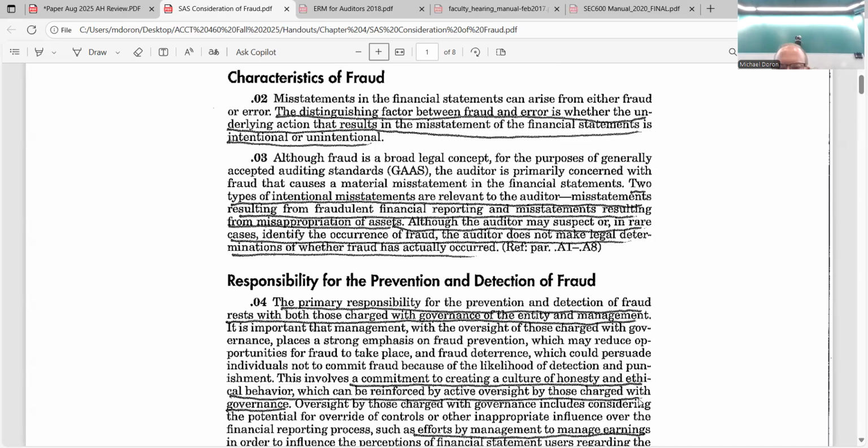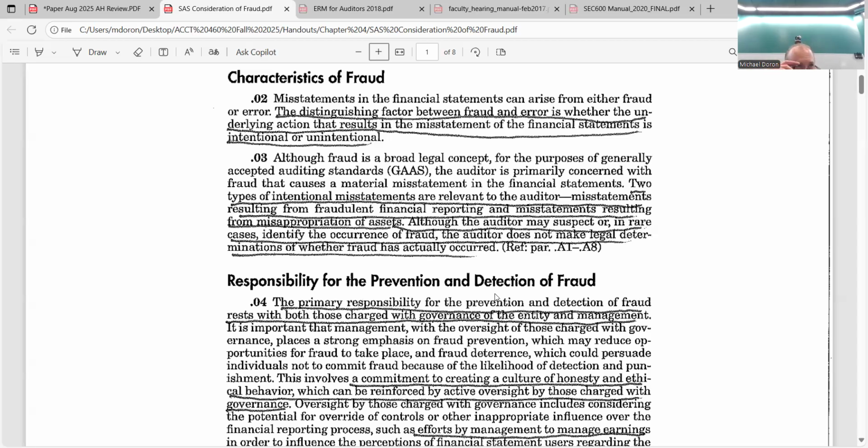Responsibility for the prevention and detection of fraud. Primary responsibility for the prevention and detection of fraud rests with both those charged with governance of the entity and management. Do you guys know that term, those charged with governance? That means the board of directors usually. When you see that term, those charged with governance of the entity, usually they mean the board of directors. Okay, so that's one thing.